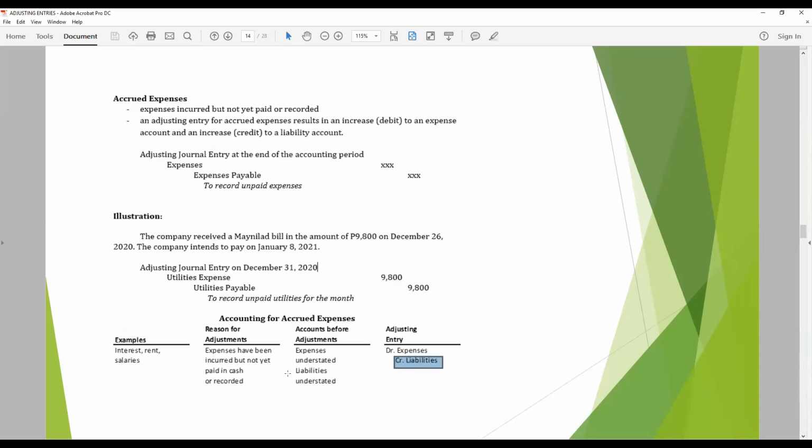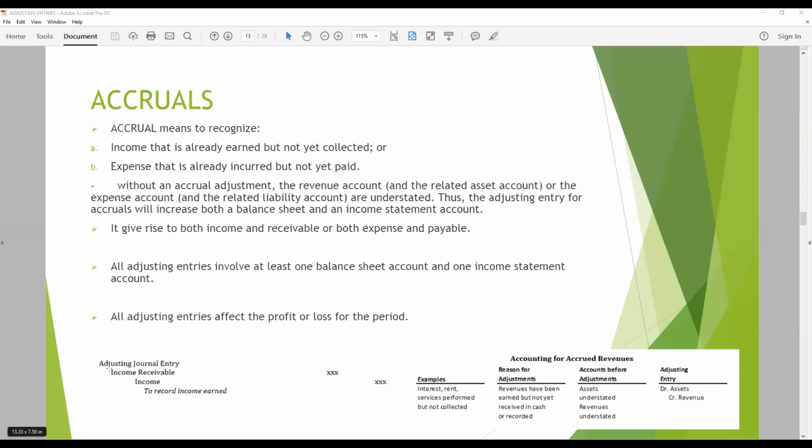Okay? Ma'am? Yes? Same lang po ba yung account receivable at income receivable? Same lang yan. Ang mine-mention niya lang dito as income kung anong klaseng income ba siya. Sige po. Okay, ma'am. Basta may receivable asset yan. Basta may receivable yan siya.